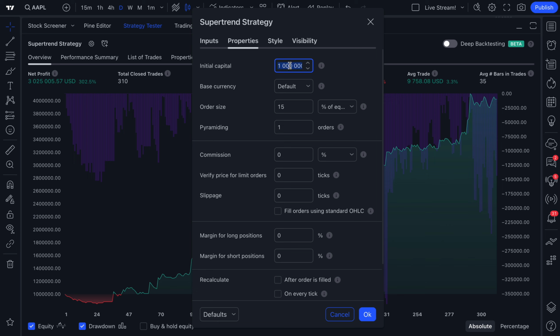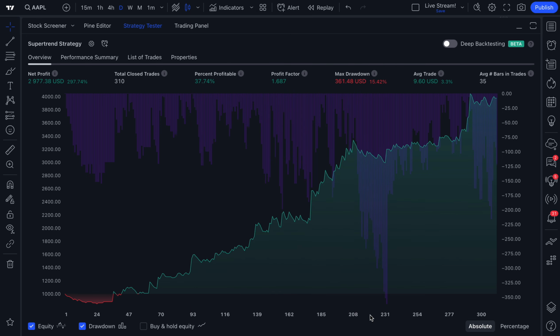So if you coded up your strategy in PineScript or you applied it to the chart, now you can see the strategy tester. You can change your starting capital. For this example, let's pretend we started with just $1,000. So we are going to say that for this super trend strategy, what would have happened to our initial capital if we only started with $1,000? Let's go ahead and click OK.